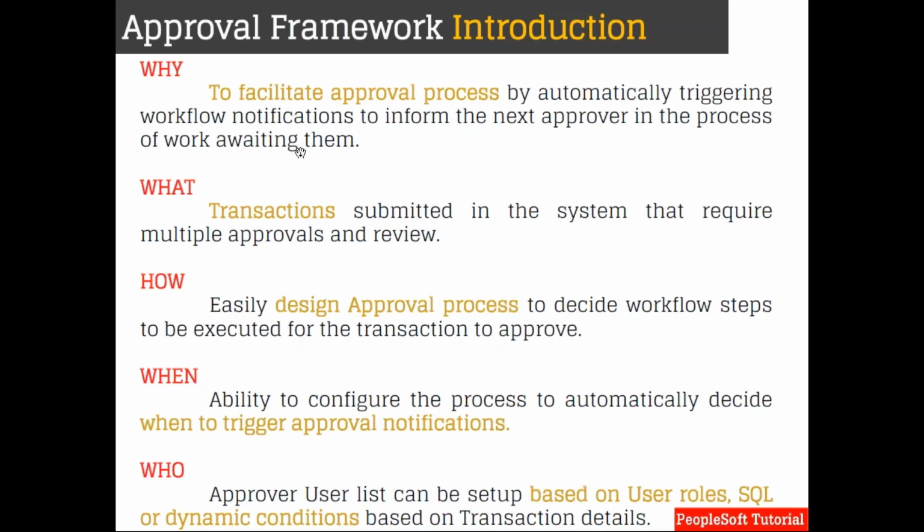So how will another party or person know that something is coming in his way? Because we are setting up our system in such a way that it will automatically trigger a workflow notification. It could be an email notification or worklist notification. It could be anything. Now what we need to be done? Transactions submitted in the system that require multiple approvers. At that place we need the approval framework.